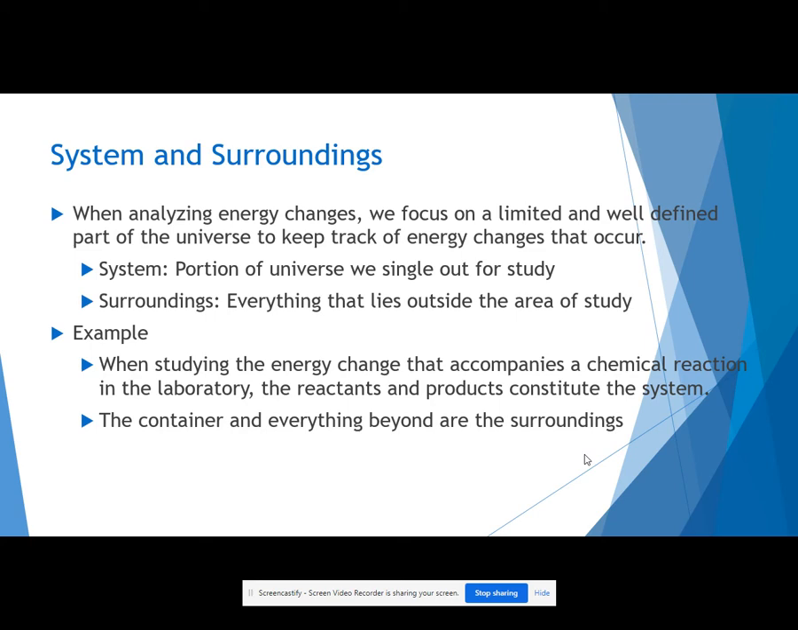There are 2 terms you need to know, and I would write these down. The system is the part of the universe that we're singling out to study. Are we studying the bonds between nitrogen and carbon? Are we studying a specific reaction? The surroundings is everything outside of what we're studying. For example, if we're studying the energy changes that accompany a chemical reaction, the reactants and products would be the system, and the container that it's in, whether it be a beaker or a cup, and everything else is called the surroundings.